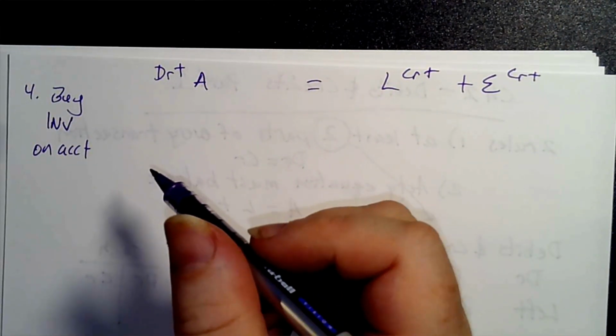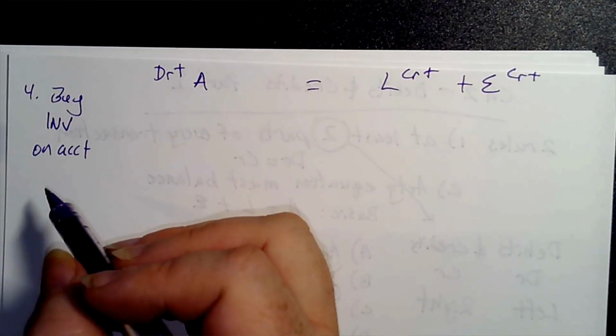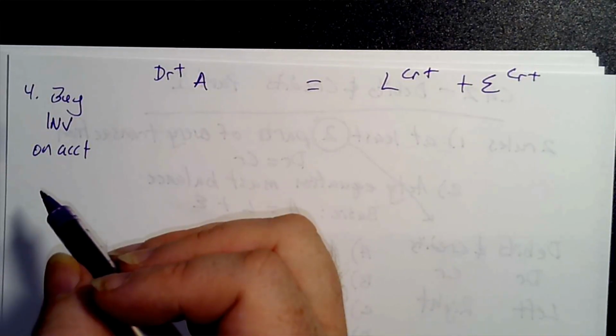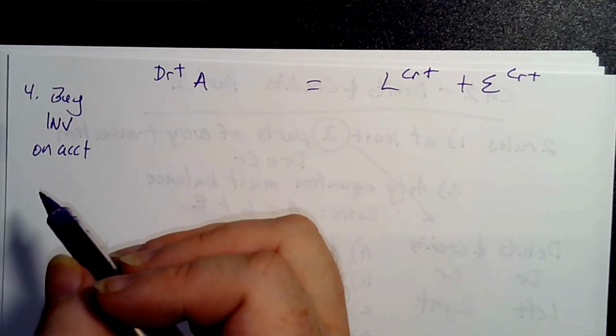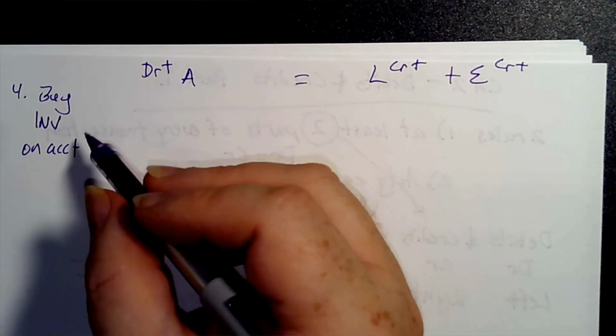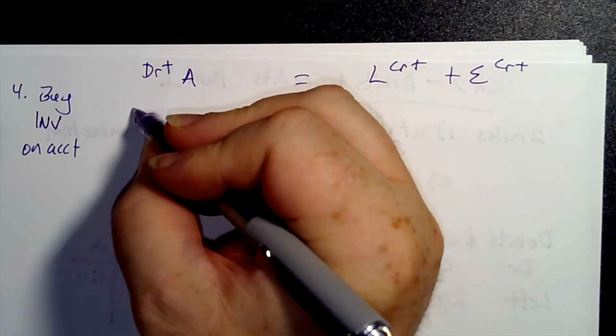So we buy inventory on account. Well, what do we mean by on account? That means we take possession of the inventory. So we've purchased it, but we promised to pay them later. Essentially, we give them an IOU rather than giving them cash. So we don't give them any cash, but we do increase our inventory account. Inventory is an asset. So I would debit inventory.